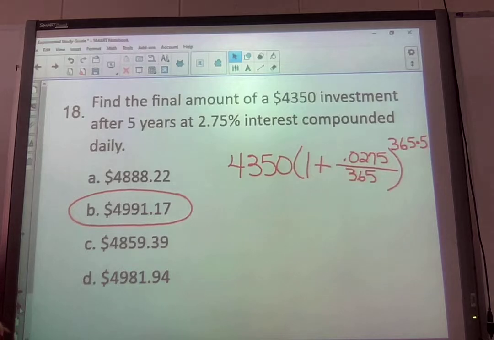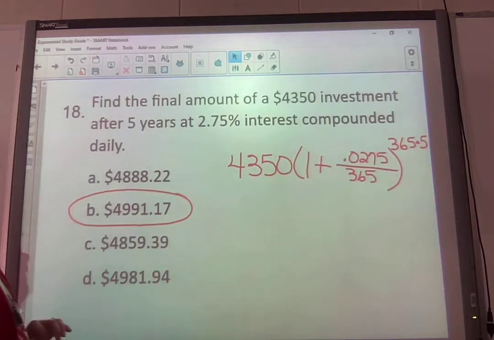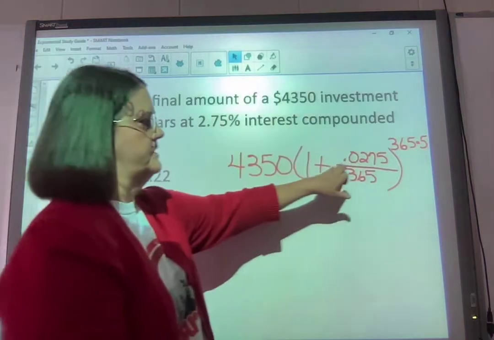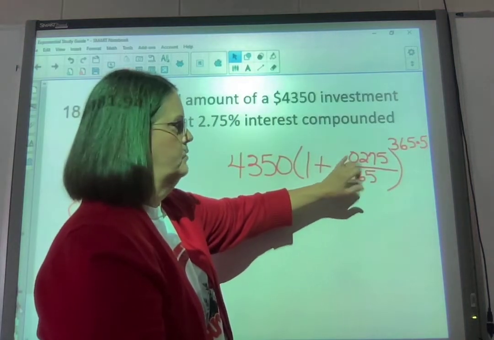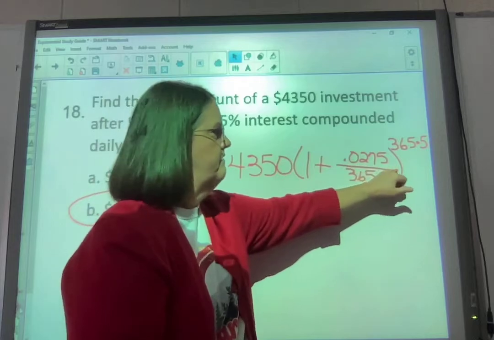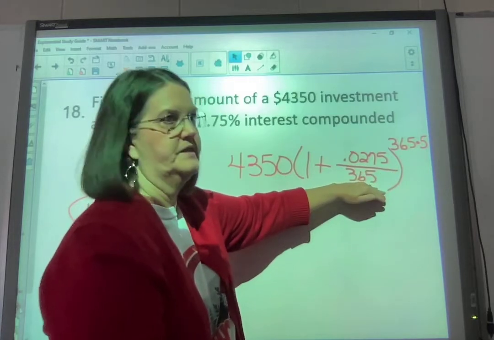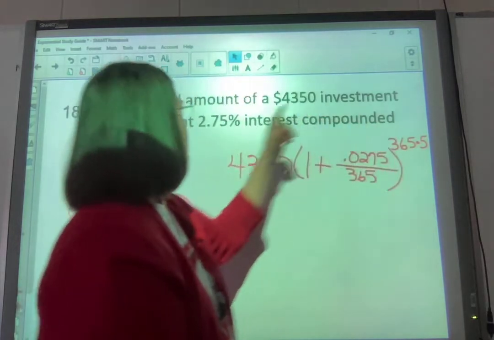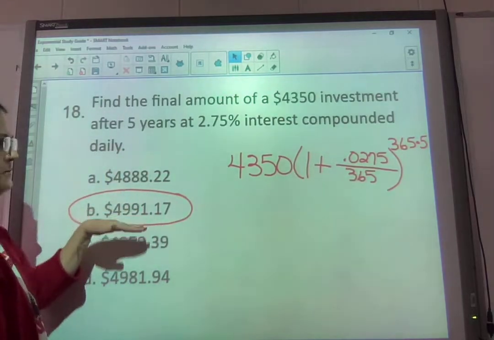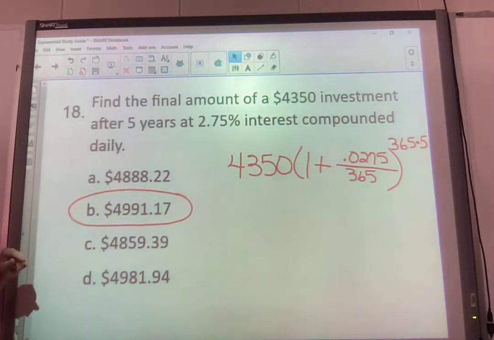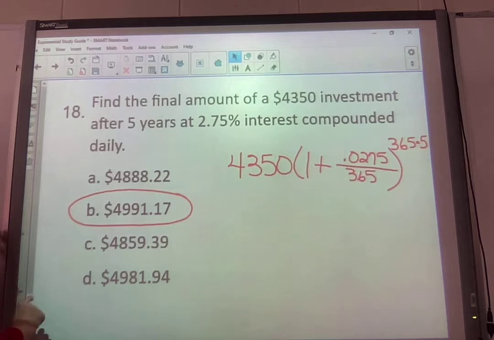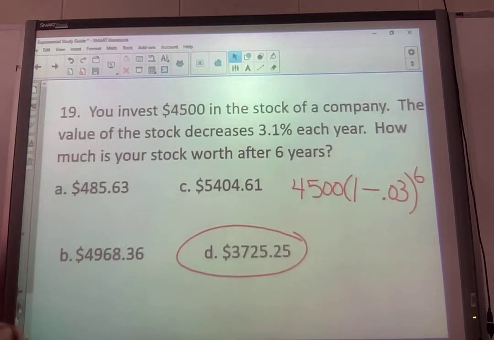a $4,350 investment after 5 years at 2.75% interest compounded daily. Don't forget to change your interest rate to a decimal. So this is 0.0275 and it's daily. So I'm putting 365 here and here for 5 years, and then put it in your calculator. I would do these things twice to be sure you've done them right. That's just me.